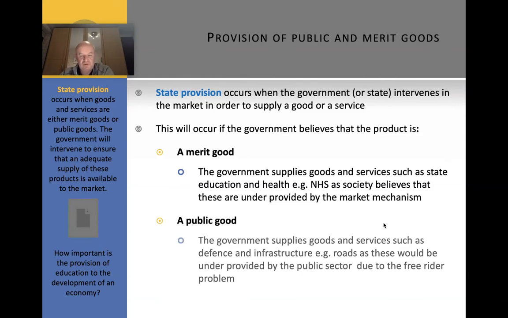The other example is a public good, okay? So things like defence and infrastructure, okay? So if it were just down to the private sector, then if those roads and networks and defence weren't provided, again, it's likely that in some instances they're not going to be provided to the level that we would maybe want them to be if it was just down to the private sector. And that's, again, one of the main reasons for the government intervening in the free market mechanism to provide those things.